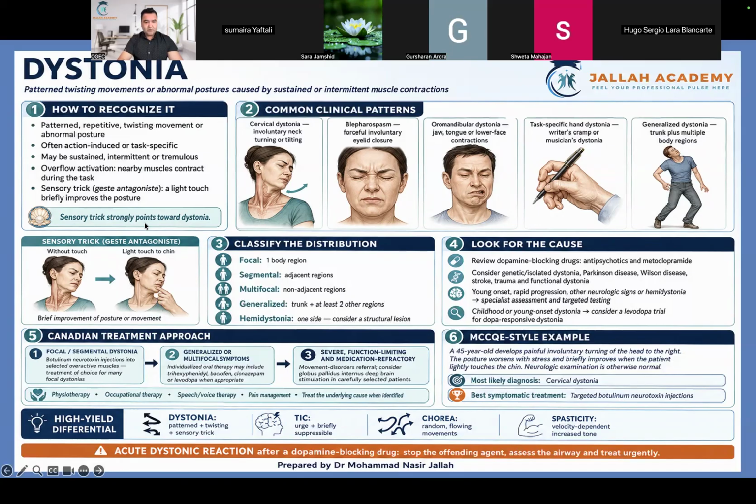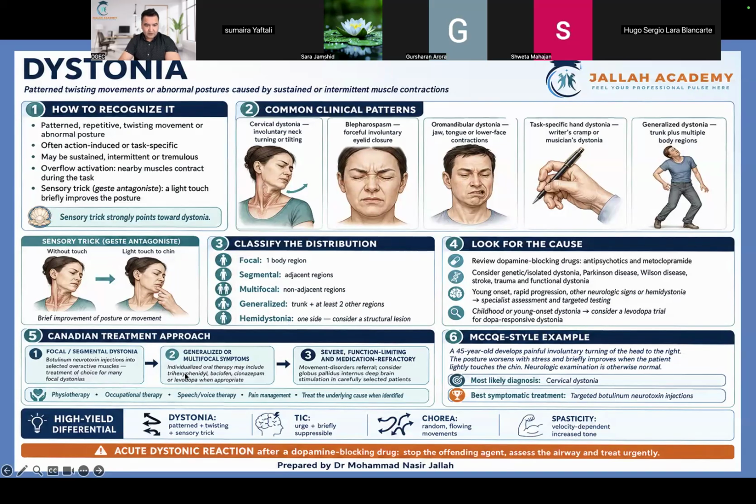What else is important here? Okay, so let's go through this case. A 45-year-old develops painful involuntary turning of the head to the right, like this. The posture worsens with stress and briefly improves when the patient lightly touches the chin. Neurological examination is otherwise normal. Most likely is cervical dystonia. Best symptomatic treatment: targeted botulinum neurotoxin injection.